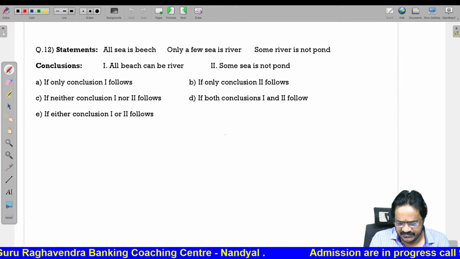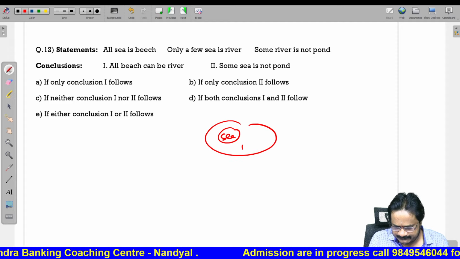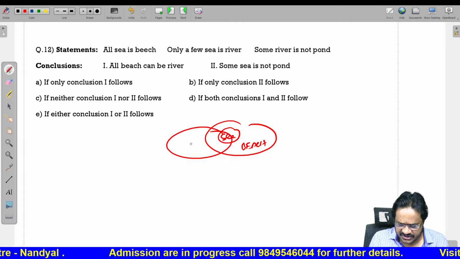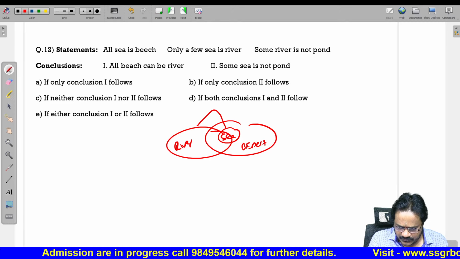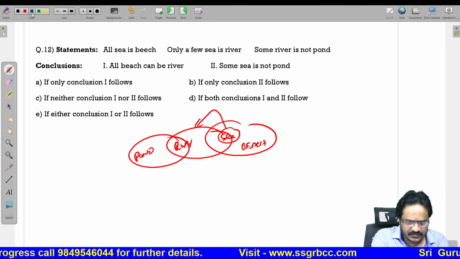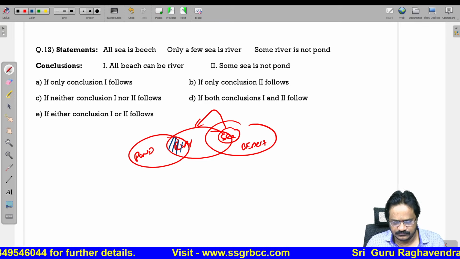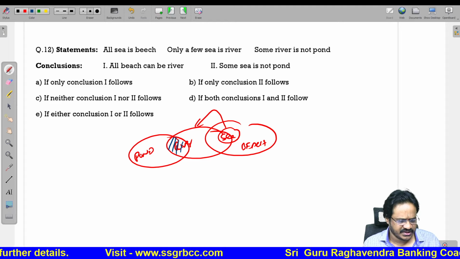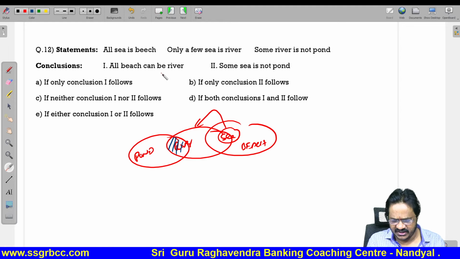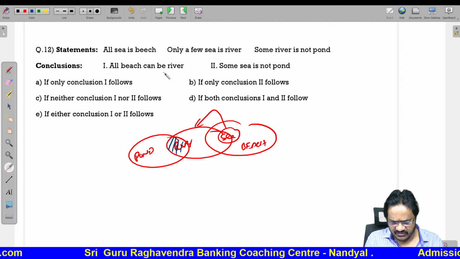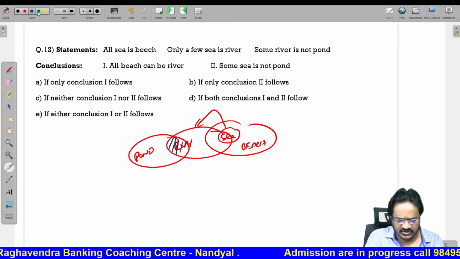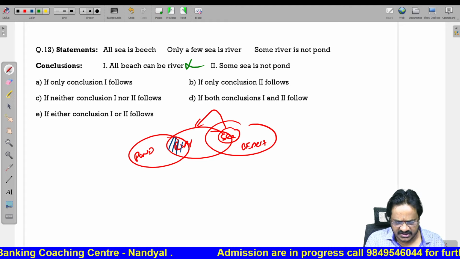All sea is beach. Only few sea is river. Some river is not pond. First one, all beach can never be river. That means some beach is not river. So we cannot say definitely. So here what is given? Some beach is not river. Actually some beach is not river definitely follows. Therefore all beach can be river does not follow.